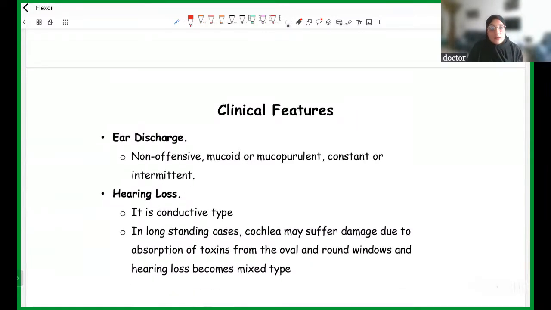This is chronic suppurative otitis media. Now, coming to the clinical features of chronic suppurative otitis media. The patient will have ear discharge. Ear discharge can be mucoid or mucopurulent. It can be constant. It can be intermittent. Okay, mucoid, mucopurulent, constant or intermittent.